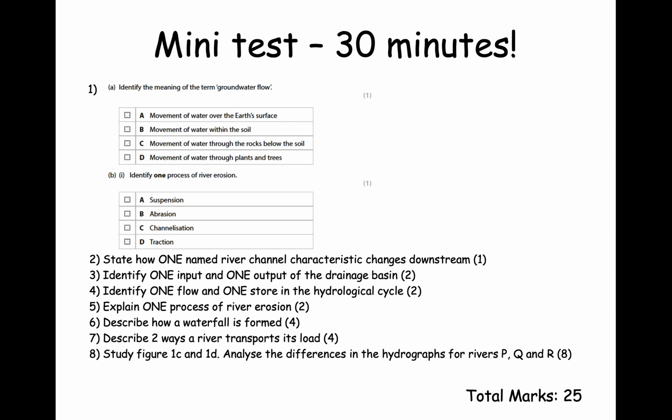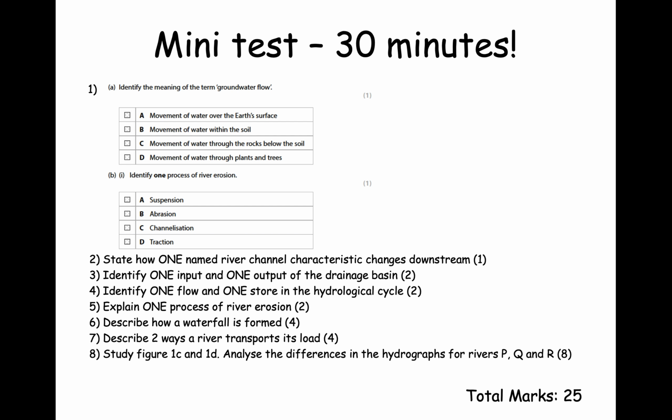2 ways a river transports its load. You've got suspension and traction. These are the main ones that people said, but of course you've also got solution as well. Remember, don't mix up solution in terms of erosion and transport. They are 2 different things. So 2 ways a river transports its load for 4 marks. You needed to have named each type of transport, but then described how it works.